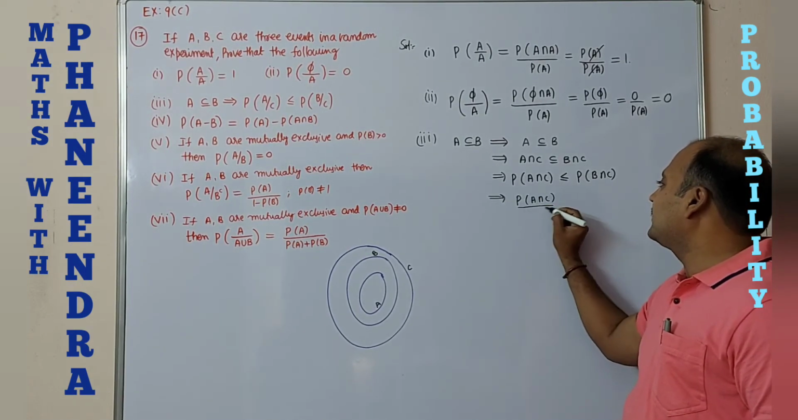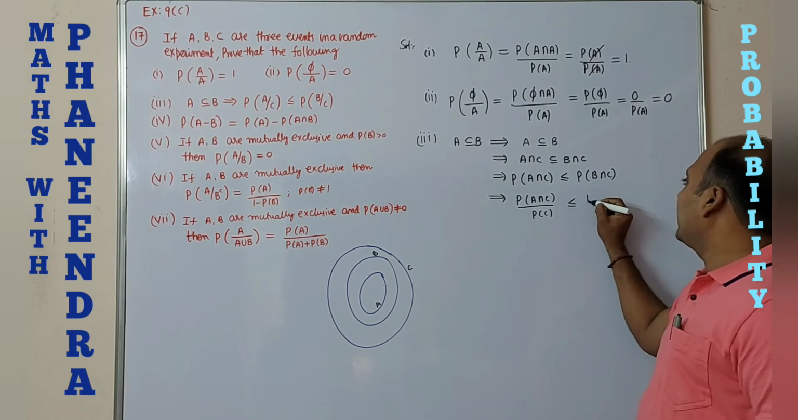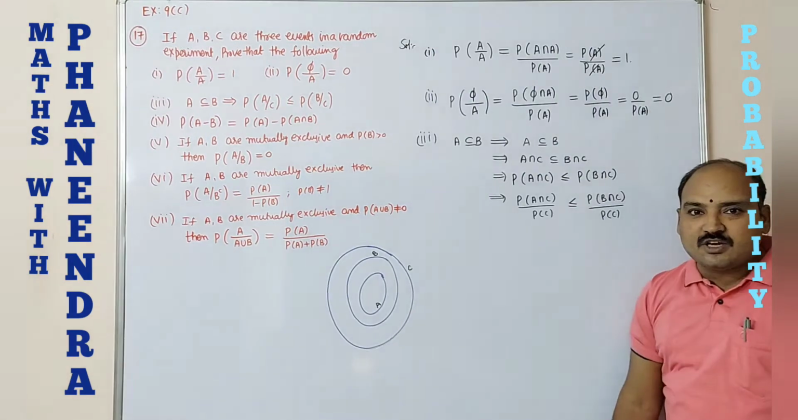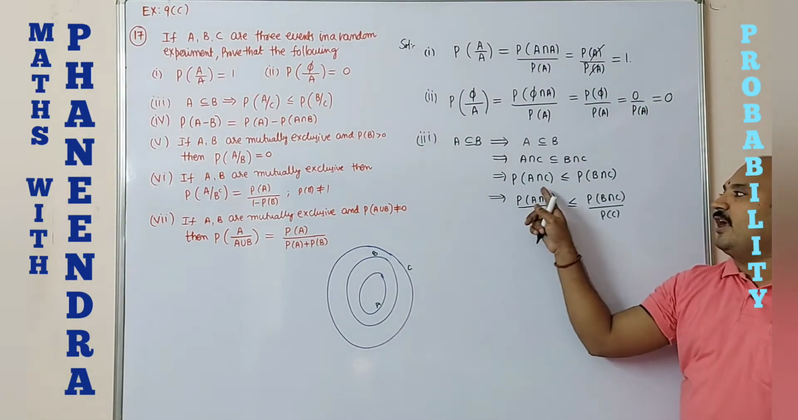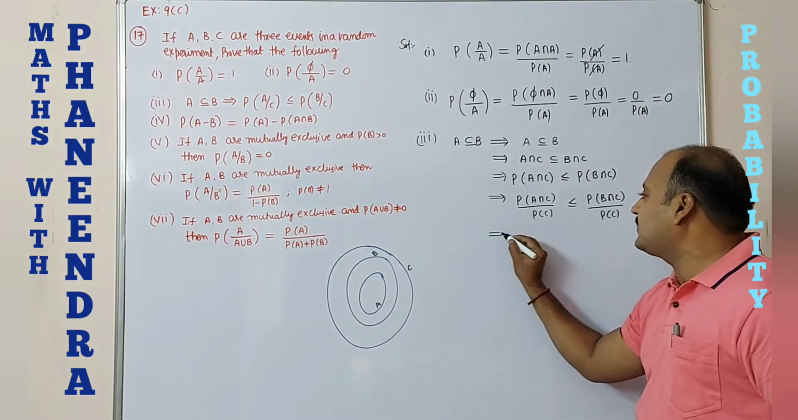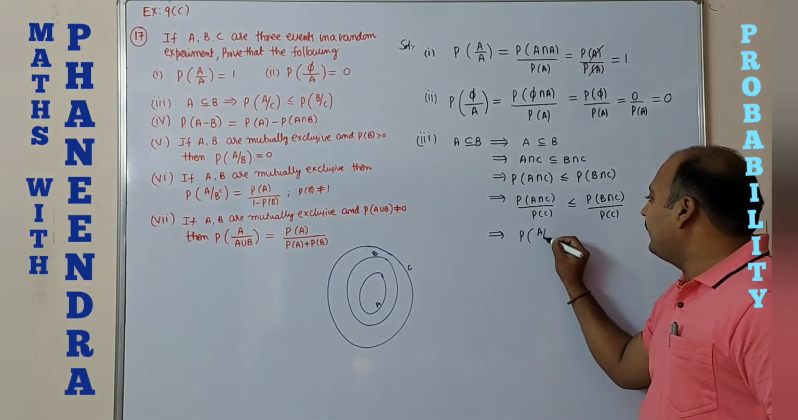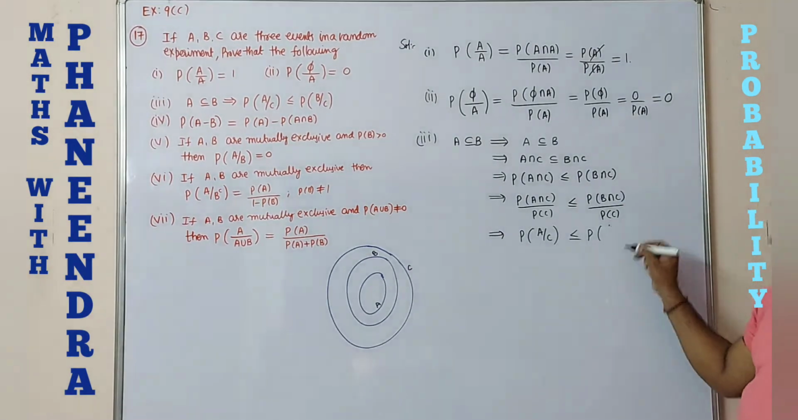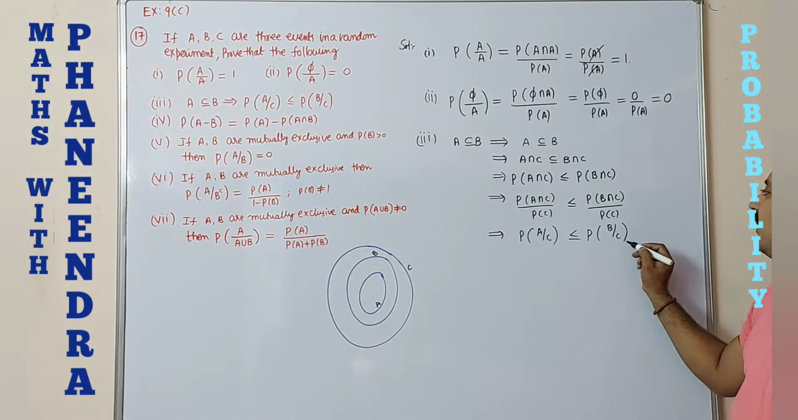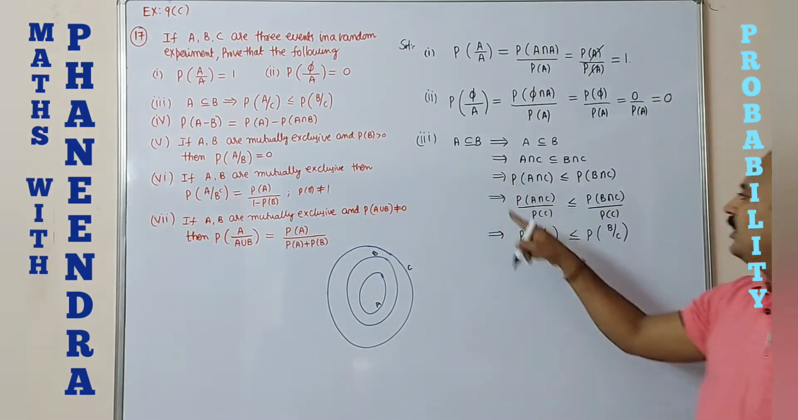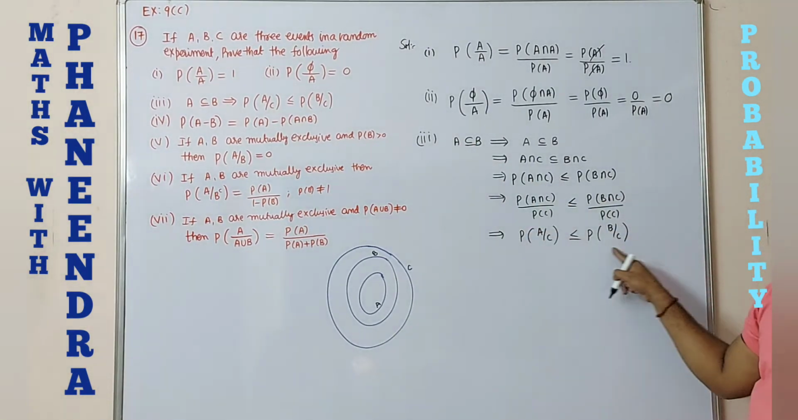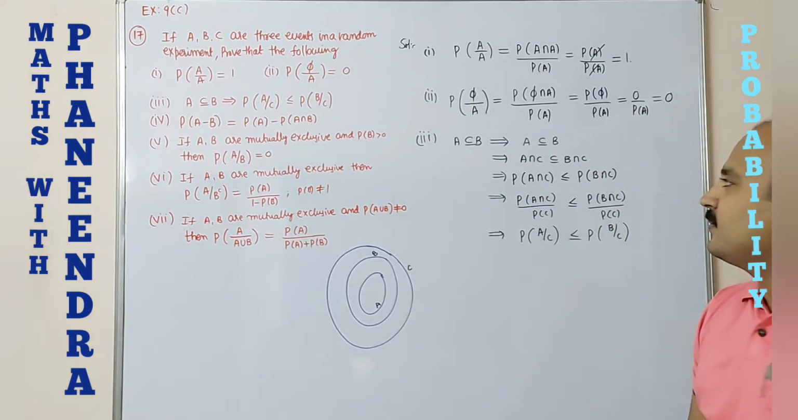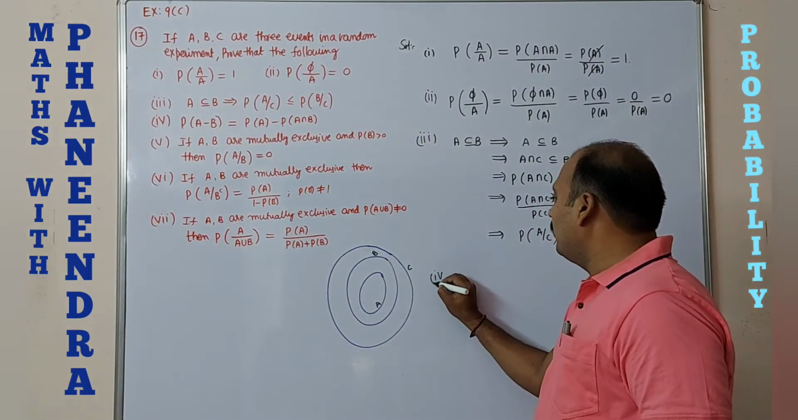P of A intersection C by P of C is less than or equal to P of B intersection C by P of C. By definition of conditional probability, P of A intersection C by P of C can be written as P of A given C, which is less than or equal to P of B intersection C by P of C, which is P of B given C. Hence proved: A is a subset of B implies that P of A given C is less than or equal to P of B given C. I hope you people understand, dear students. We'll move on to question number 4.